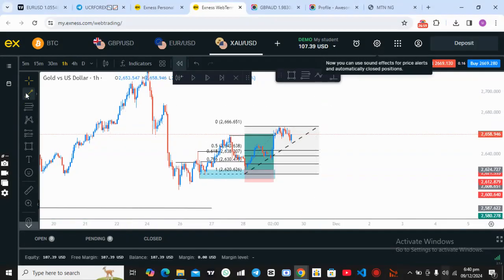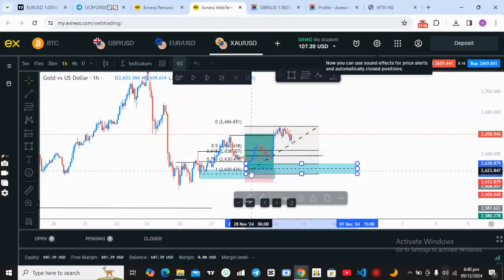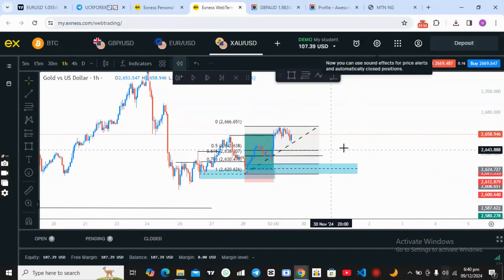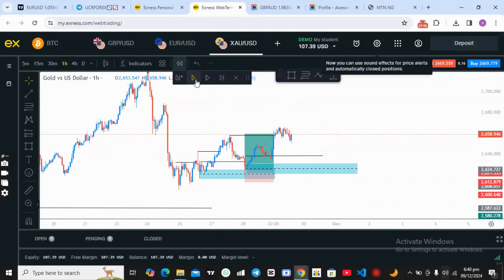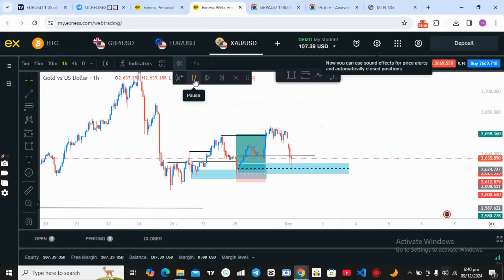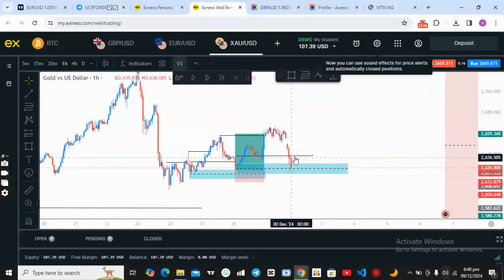That's how you do it when the price is in an uptrend. So where is our 61? Our 61% Fibonacci retracement is somewhere around this zone. This is our 61% zone, and this is our 78% zone. So we're going to see the particular zone that the price will trigger. So we play price forward.